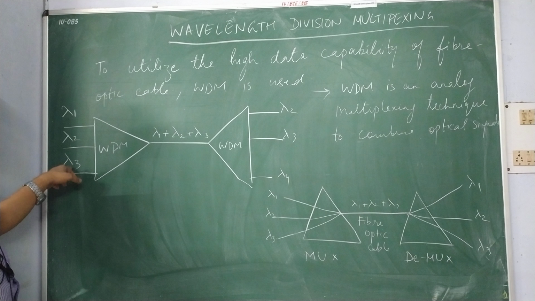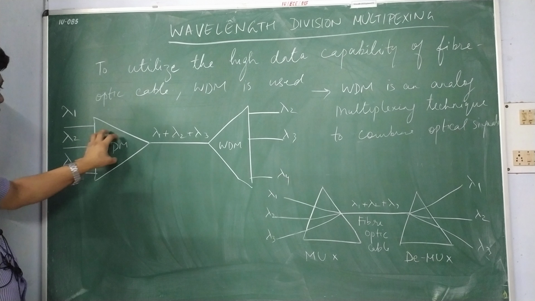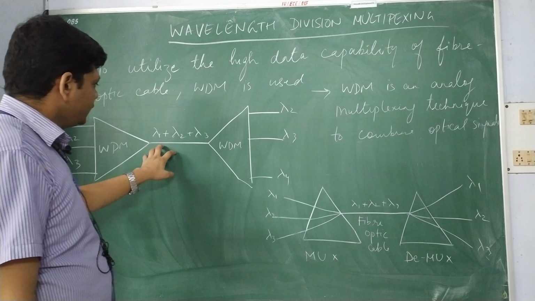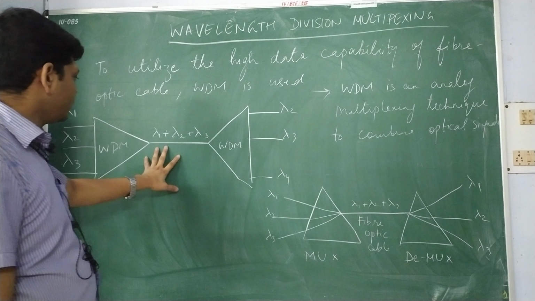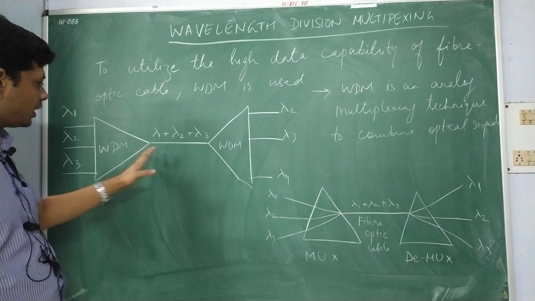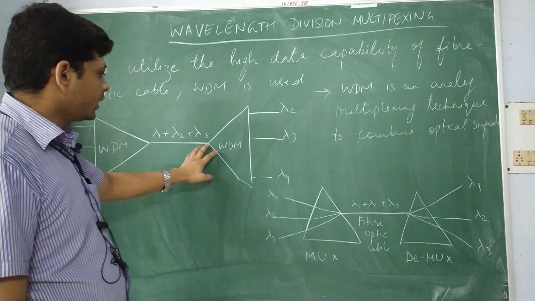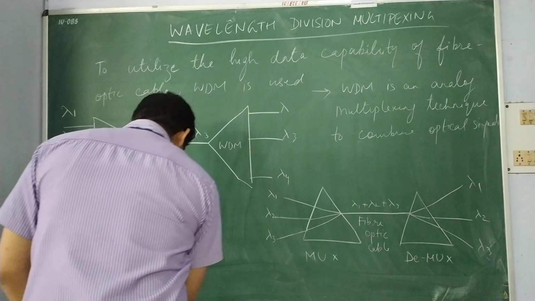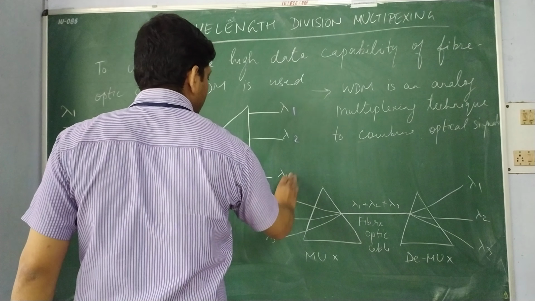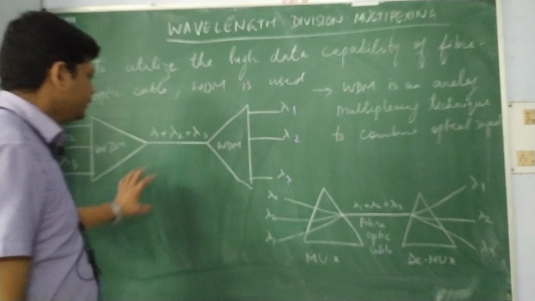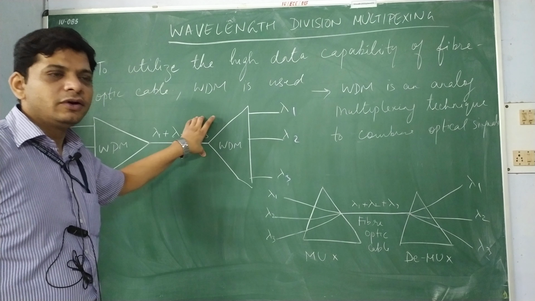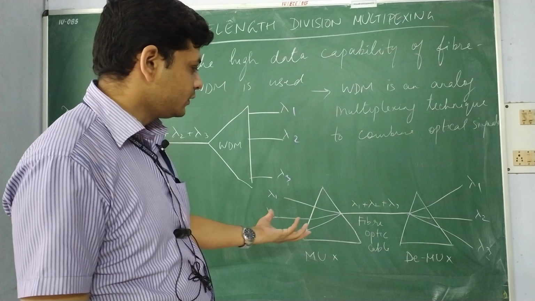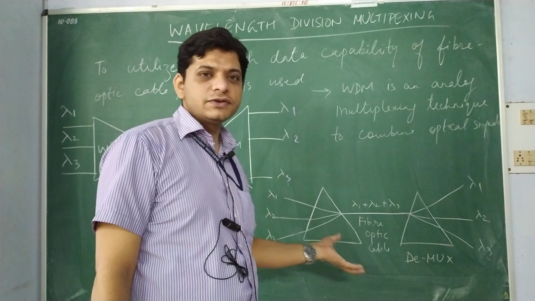So, lambda 1, lambda 2, lambda 3 are the 3 lights, and here we are having a multiplexing process. Okay. After multiplexing, we are having the combination, or an addition, of 3 wavelengths, lambda 1, lambda 2 and lambda 3, and again it is being bifurcated with the help of WDM to lambda 1, lambda 2 and lambda 3. This is a simple concept of WDM, but as far as its main phenomena is concerned, that is being used for optical fiber communication system.